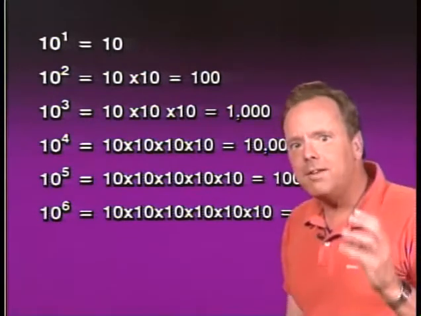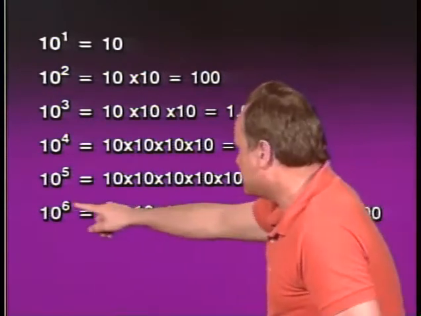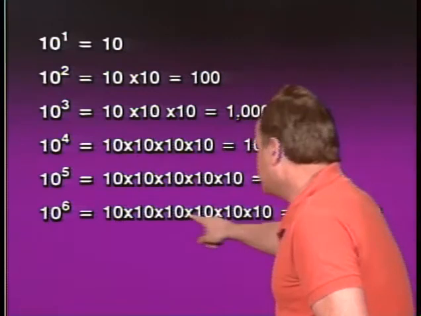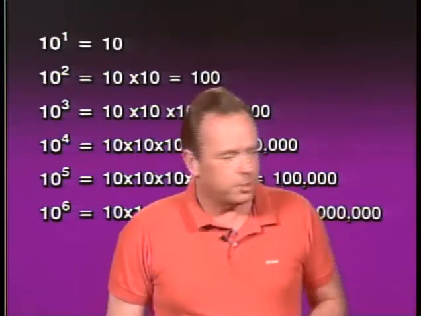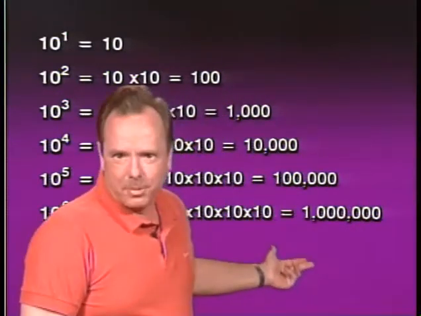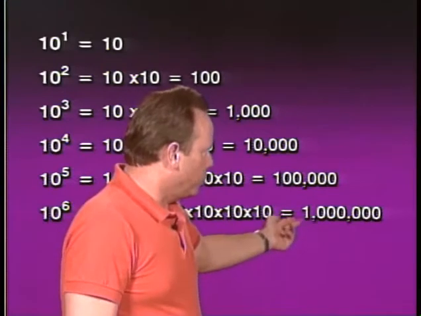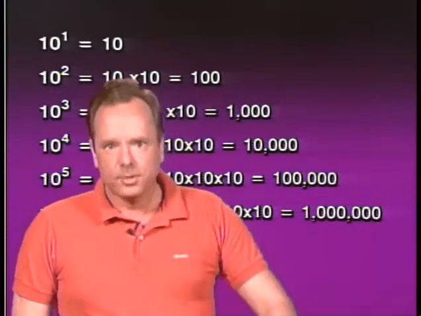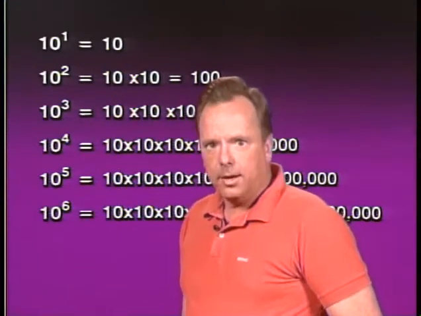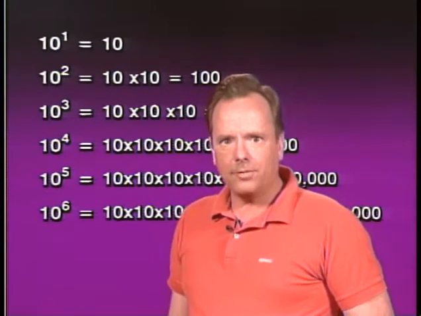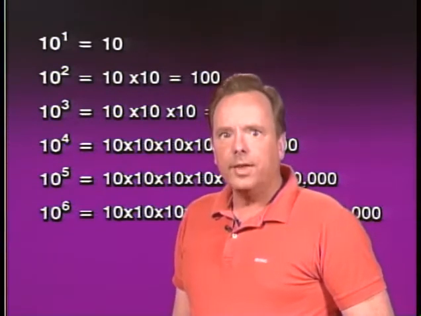And the last one, my favorite number, is 10 to the sixth power. And obviously, we got 6 tens here. And how many zeros do we have? Well, we know how many zeros are in a million, don't we? 6 zeros, and it's 1 million. 10 to the sixth power. So you can see when you're working with 10, and you increase the power by 1, all you have to do is add zeros. Now, let's take a look at 10 to the minus powers.